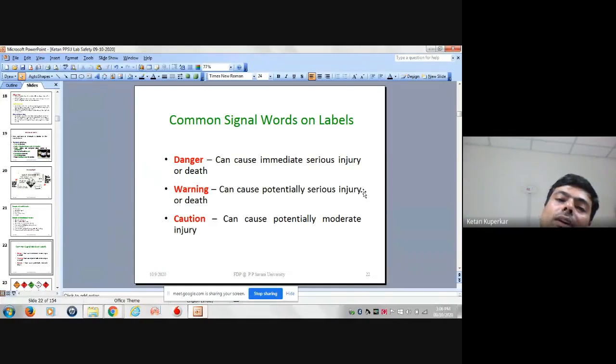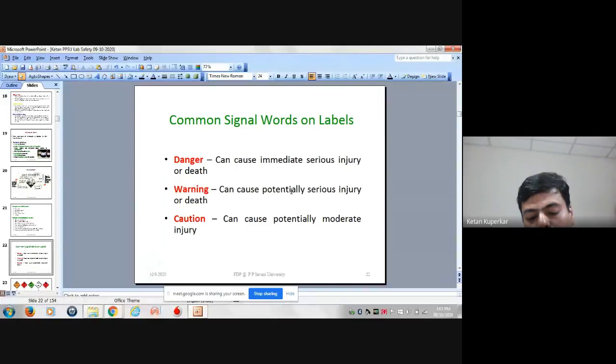Now, in addition to this label, the common signal words you may find are danger, which may cause immediate or serious injury, in later stages even death. Some of them don't come up with the sign of danger, but with the sign of warning, and they have the potential to cause serious injury. In an extreme case, yes, they do lead to death.